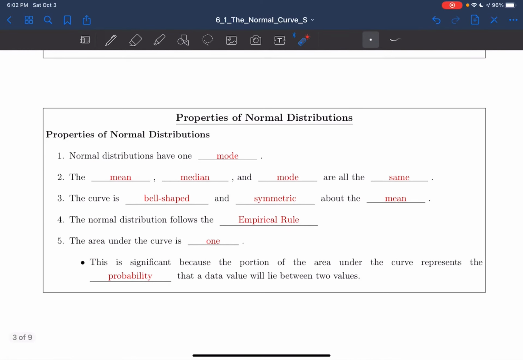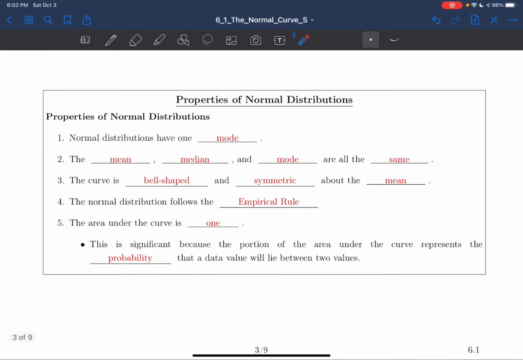Some of the properties that you want to know about a normal curve: the normal distribution has only one mode. The mean, median, and mode are all the same. The curve is bell-shaped, and since it's bell-shaped, it's symmetric about the mean. So that's pretty important. The normal distribution follows the empirical rule, and the area under this curve is 1.